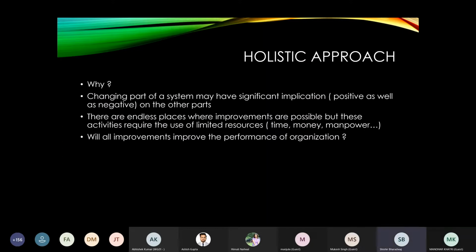This is what we call the holistic approach. And to put it simply, why should we need a holistic approach? The most important understanding is that changing part of a system may have significant implications, positive as well as negative, on other parts. This is the example which I started off with in the earlier part. I said that sometimes people think that increasing the performance of finance will increase the performance of the company. They don't know that it may impact production, it may impact inventory.